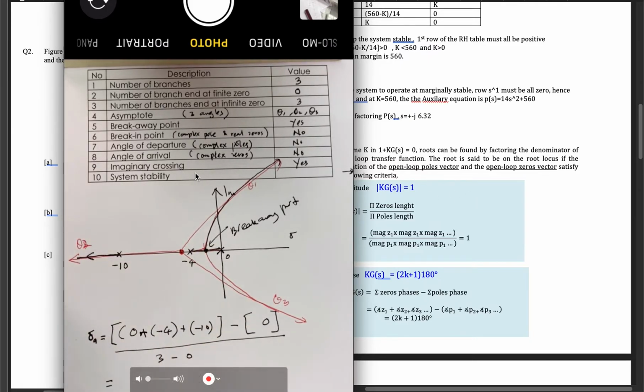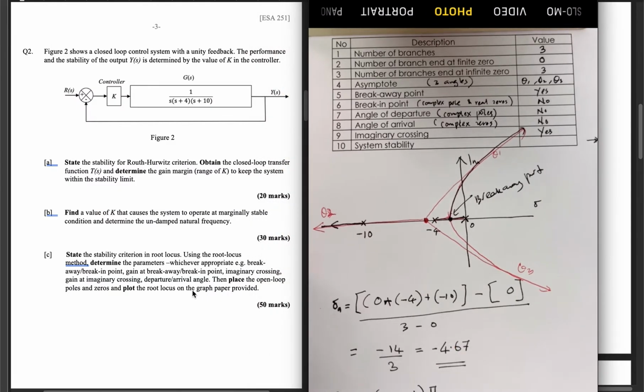Okay, now we know that's the point where the systems, go back to the questions, we need to find the break-in point in this case, right? Yes, break-in point. And then the system stability, we need to say that the system is stable for the k from 0 to 560. Okay.